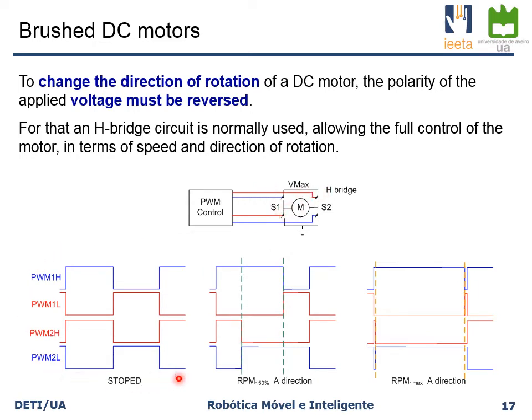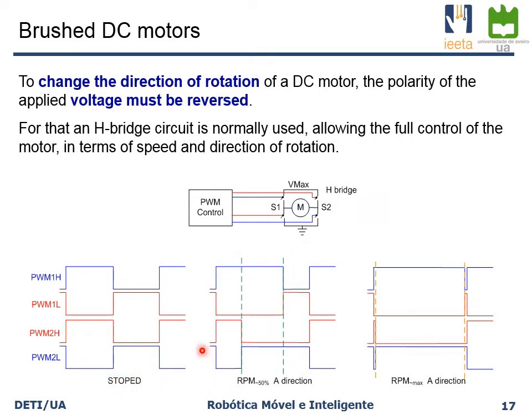In this situation here, for instance, the ones that are on, closed, is the PWM1H, which is this one here, and the PWM2H, which is this one here. This means that the connection is made between Vmax and Vmax, so there is no difference of voltage and there is no current applied. During this period, the ones that are connected are the 2 on the bottom, so this one and this one. And in this situation, the motor is connected on both sides to the ground, and of course there is no current. In this situation, the motor is stopped, basically.